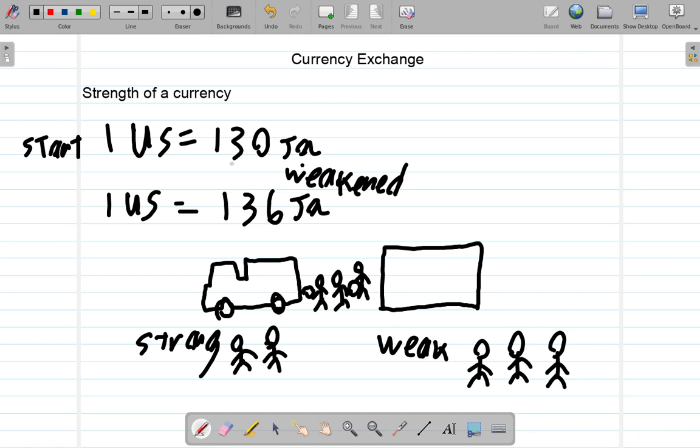So when you see on the news that the Jamaican dollar has weakened and therefore it costs more to buy from the US, that's really what happened. Alright?